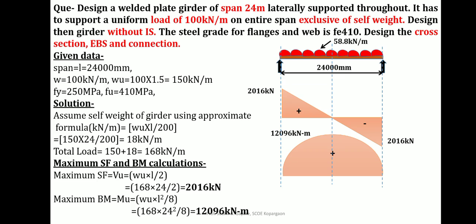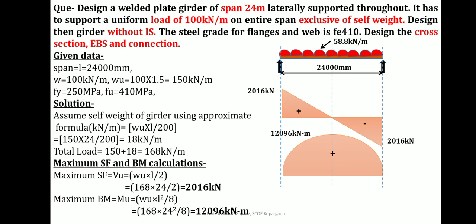Now you can observe the values of shear force and bending moment acting on the section. Tremendous amount of moment is coming on the cross section as the span is greater and loading is also greater. So almost you should design a cross section in order to sustain shear force of 2016 kN and bending moment of 12,096 kN meter. So after calculating bending moment and your maximum shear force, plastic section modulus is to be calculated in regular flexural member sections.